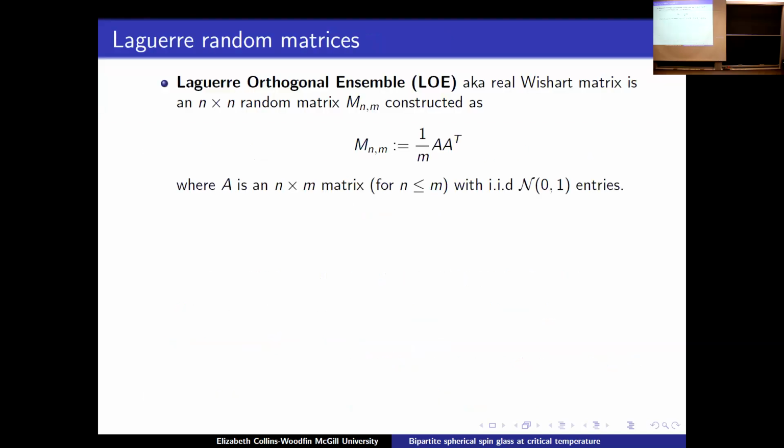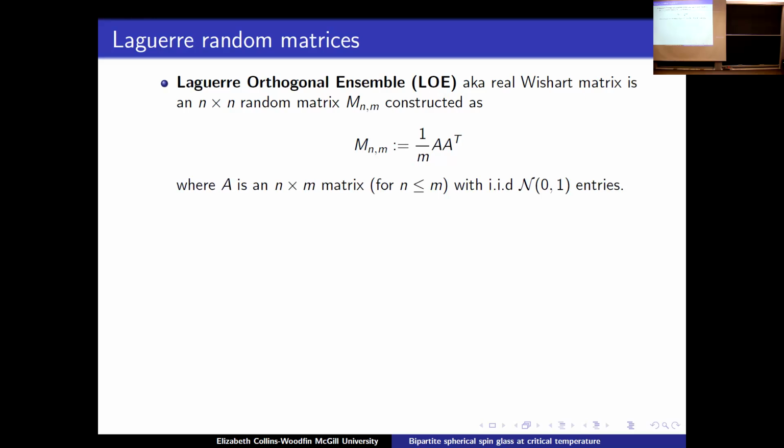So Laguerre orthogonal ensemble, this is what I was calling before a Wishart matrix. One way to construct it is that you take an n by m matrix, which is what I'm calling A, with IID Gaussian entries, then you multiply it with its transpose, you normalize it by m, and you get this Laguerre orthogonal ensemble or Wishart matrix.